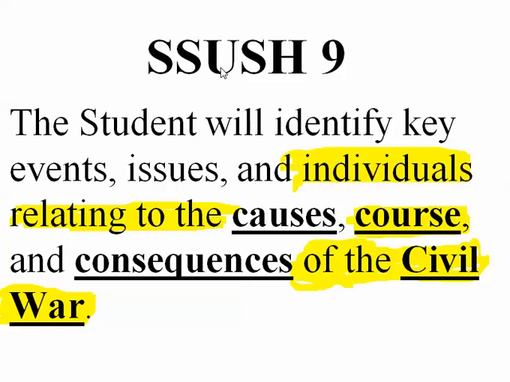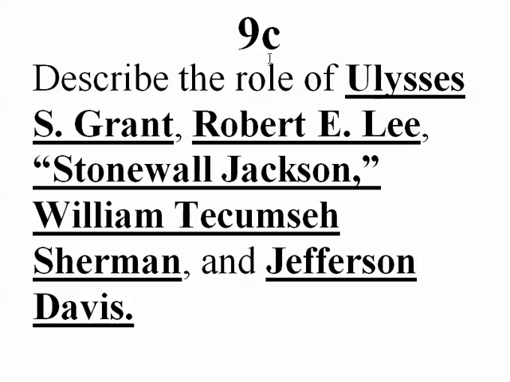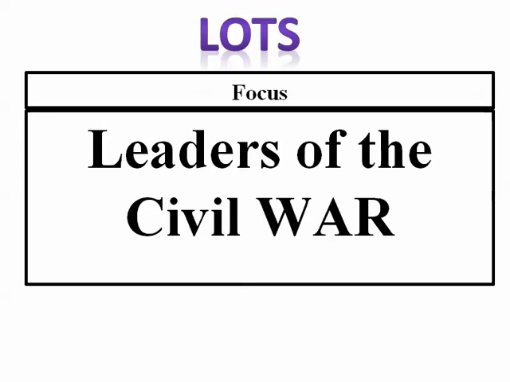Okay, Standard 9 says the student will identify individuals relating to the course of the Civil War. I highlighted that for you so we could focus on that. Individuals relating to the course of the Civil War. 9C is what brings that out. Describe the role of Ulysses S. Grant, Robert E. Lee, Stonewall Jackson, William Tecumseh Sherman, and Jefferson Davis. So our focus is on the leaders, the major people involved in the Civil War.